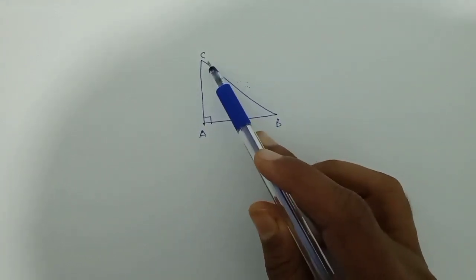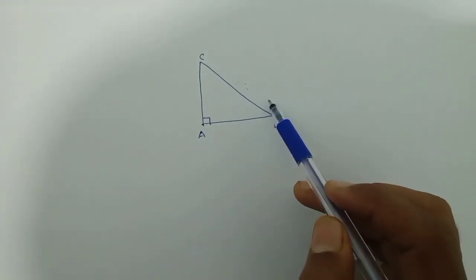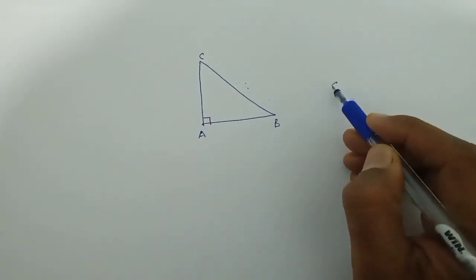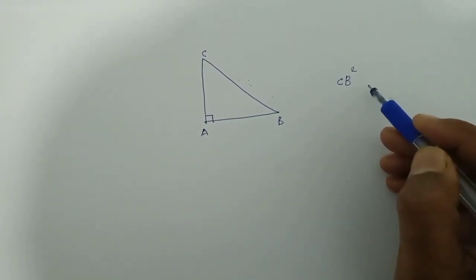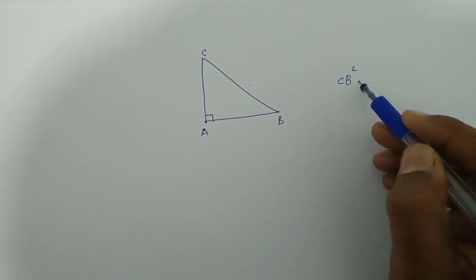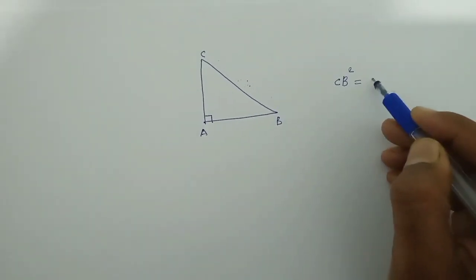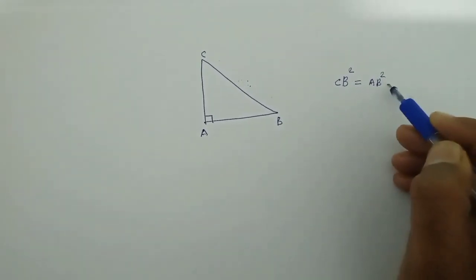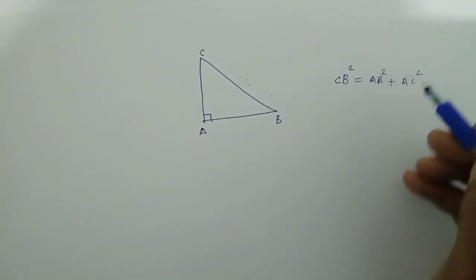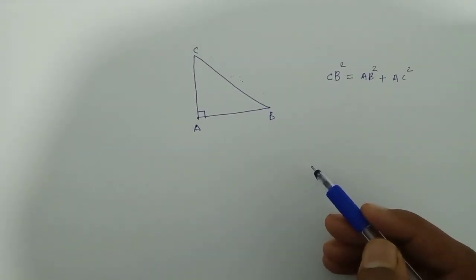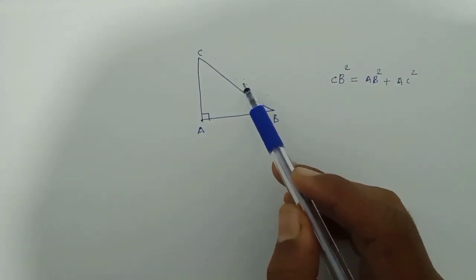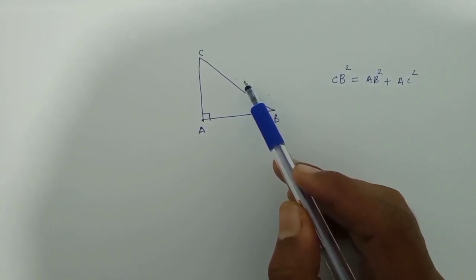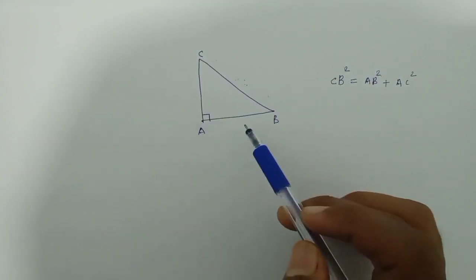Okay. If we are going to find the longest side, we can write the Pythagoras theorem: the hypotenuse square, and here this is CB, right? CB square equals AB square plus AC square. Clear? So this is the formula to find the longer side, the hypotenuse. And for the hypotenuse we only take plus.